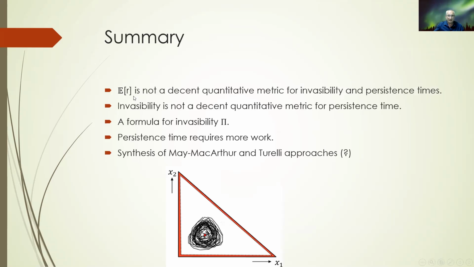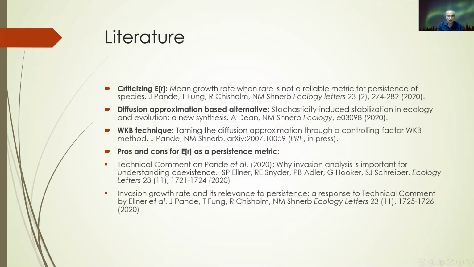Okay, so to summarize, I have tried to convince you that mean growth rate when rare is not a decent quantitative metric for invasibility and persistence time, and that invasibility is not a decent metric for persistence time. We have a formula for the invasibility. We are still working on persistence time, but I believe that when we do that, we will find some sort of a synthesis between the May-MacArthur approach that stresses the attractiveness of the coexistence state and the Turelli approach that stresses the repulsiveness of the extinction zone.